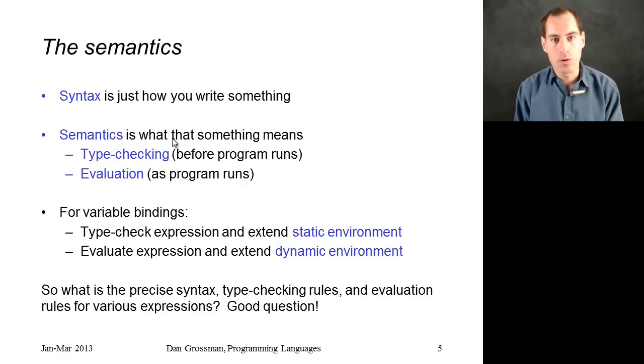And for these variable bindings, which is all I showed you here, you type check the expression, that E after the equals, and use that to extend the static environment. When you evaluate the expression, that ends up extending the dynamic environment. So that's the meaning of variable bindings, but it seems clear that the meaning is going to depend on what kind of expression we have. So for each kind of expression, variables, additions, conditionals, less than, they're going to have their own syntax, type checking rules, and evaluation rules. And to go through those, you can go to the next video.